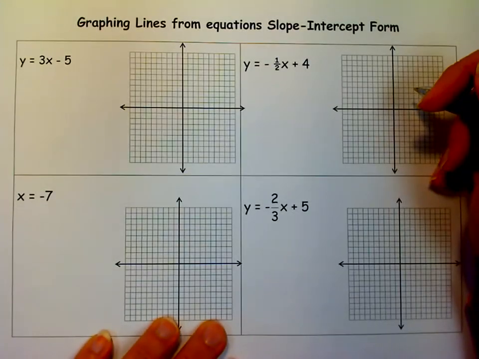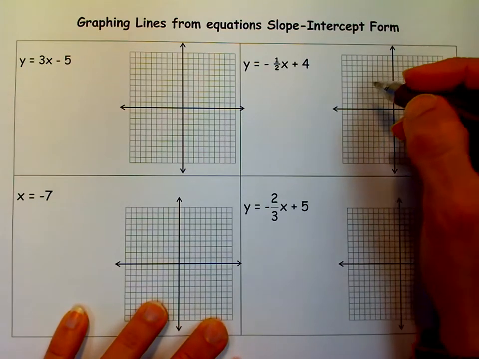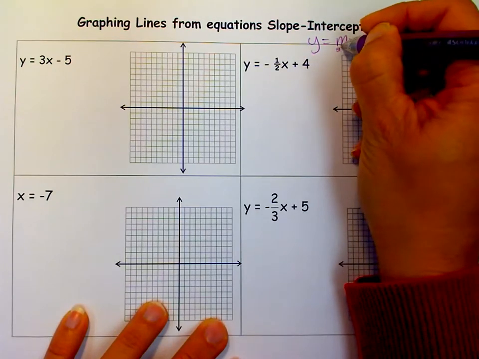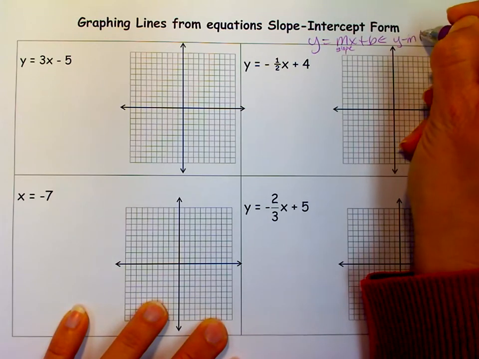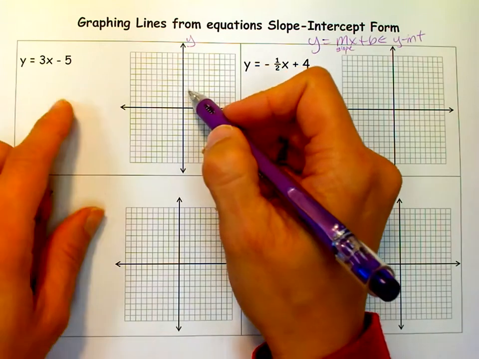These lines are all written in slope-intercept form, so that makes it a little bit easier for us to graph, because remember, slope-intercept form is y equals mx plus b, so this is the slope, and this is the y-intercept. That means where the line crosses the y-axis. Remember, that is the y-axis.